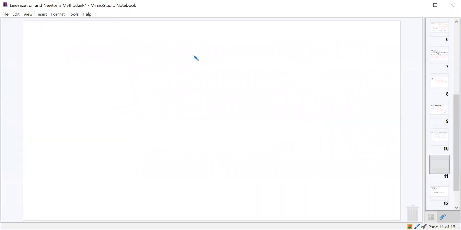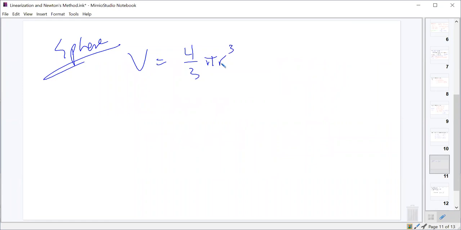Like if you think about what's the volume of a sphere? Volume of a sphere, 4/3 pi r cubed. Well, what's the derivative of that? 4 pi r squared. Which is the surface area of a sphere. Oh. Huh. Math. What a crazy thing. Who'd have thought? It's kind of amazing, actually.